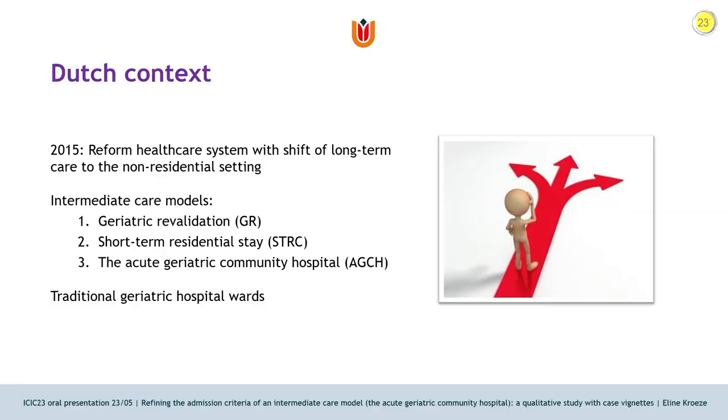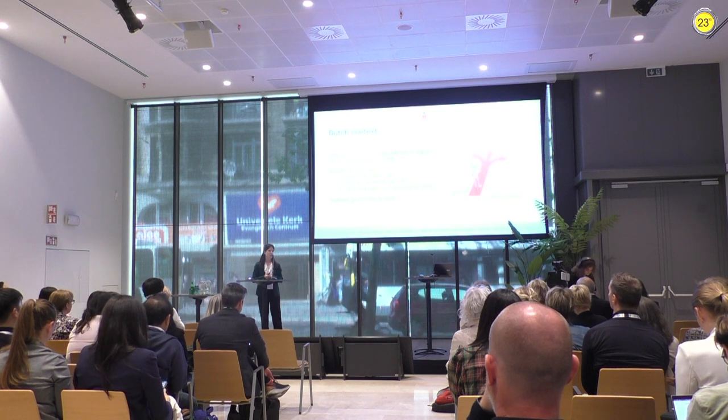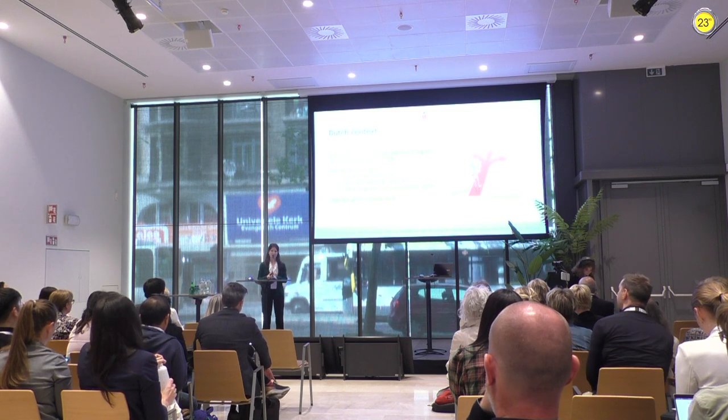So let's move now to the Dutch context. In the Netherlands, there were rising expenses in long-term care. And this also led to the reform of the healthcare system in 2015, with a shift to the non-residential setting, so shifting long-term care to the home setting. And first, stricter criteria were set for admission to long-term care. So now people are only admitted when they require 24/7 long-term care.